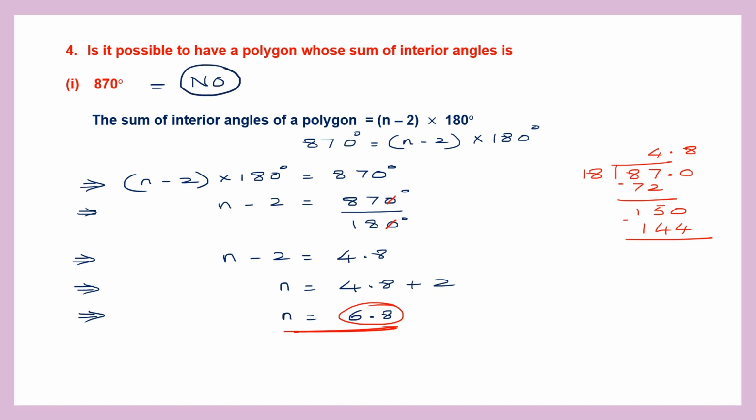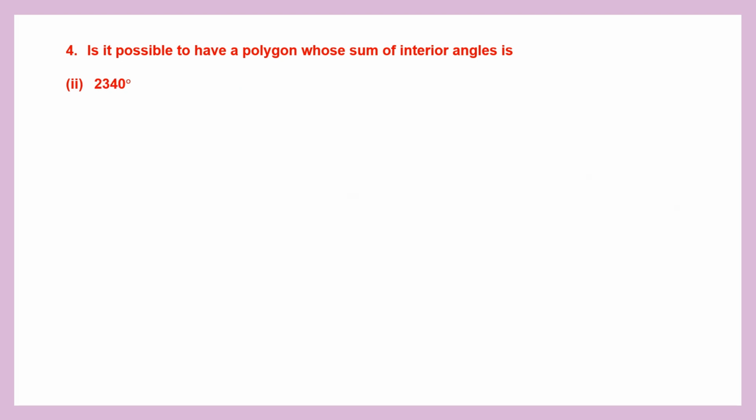Let's go to the second question of the same thing. So here also the question is, is it possible to have a polygon whose sum of interior angles is 2340? Again, we're going to use this formula and we're going to find out the number of sides. If the number of sides is a whole number, then the answer to this question is yes. So here the sum of the interior angles is given to us. Let's write it.